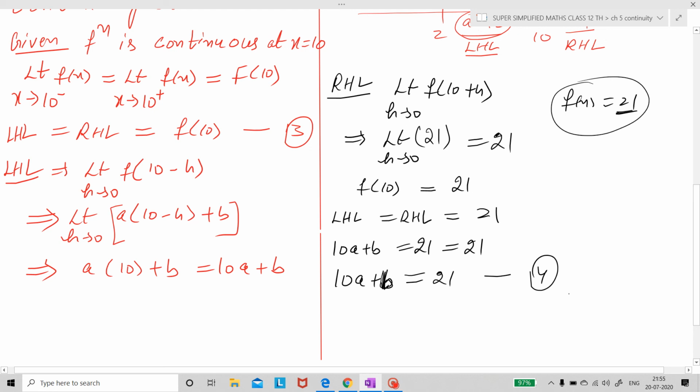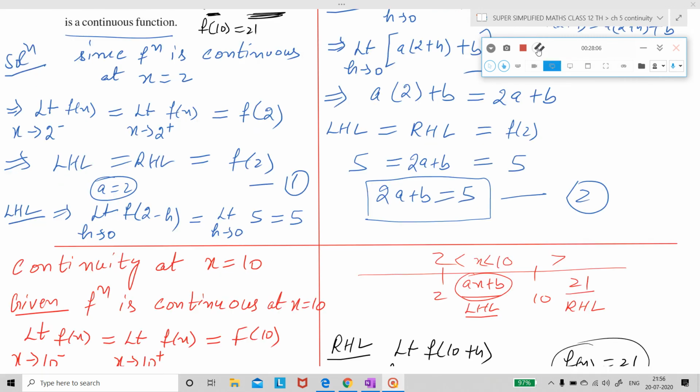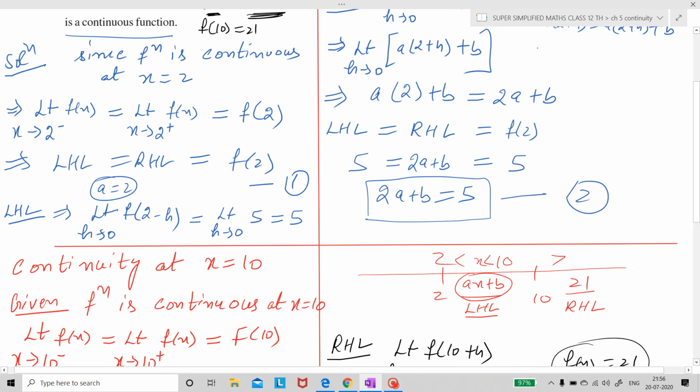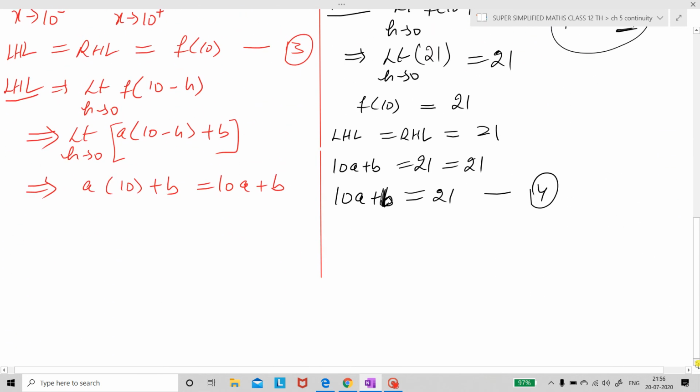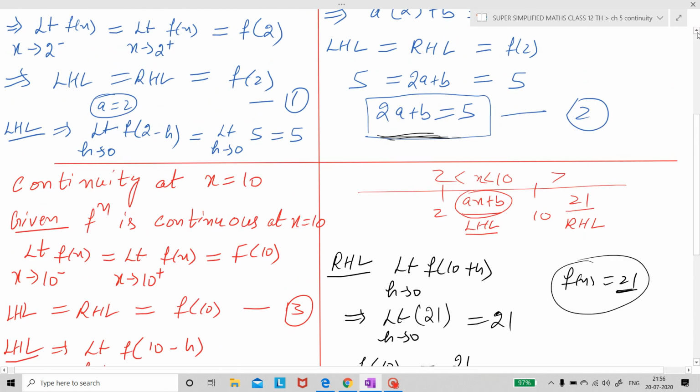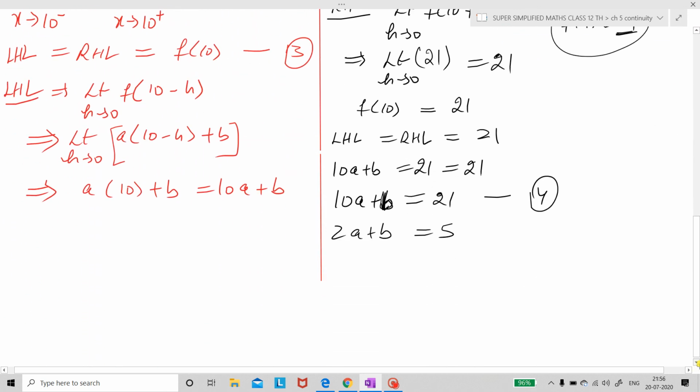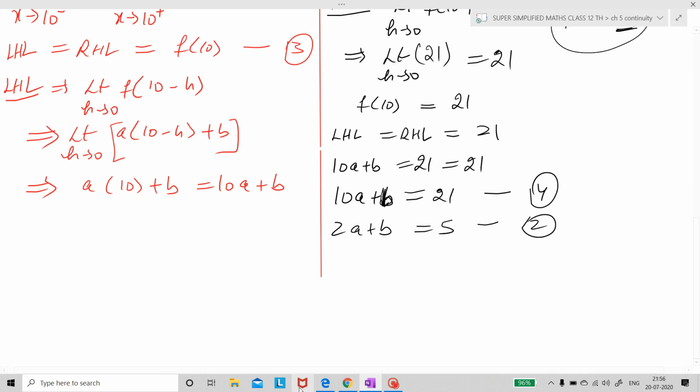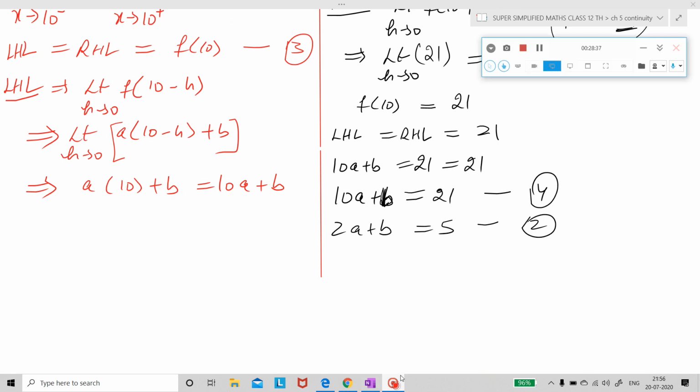Now we have got one more equation by the continuity of the point 2. Let us write both the equations and solve them by elimination. You can see here that by using the continuity of the function at the point 2, we got the equation 2a plus b is equal to 5. Now solving these two equations simultaneously. 2a plus b equal to 5. What was the equation number that we gave to this equation? This was equation number 2. Now please solve these two equations simultaneously and let us see what we get.